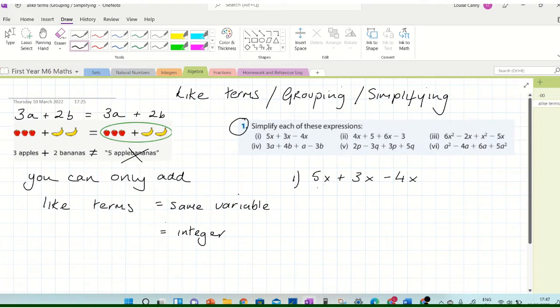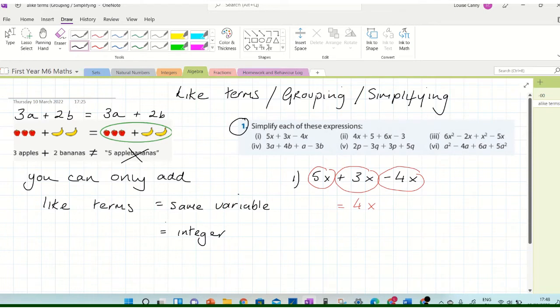And then you go along and you collect your like terms. So in this instance, we have x's, we have plus another 3x, minus another 4x. So they're all the same. They're all the same term. They all have x's. They all have the same variable. So we can just go straight ahead and add them. So 5x plus 3x is equal to 8x, minus another 4x gives us 4x altogether. Okay, so that's the first one. That's the most simple one.